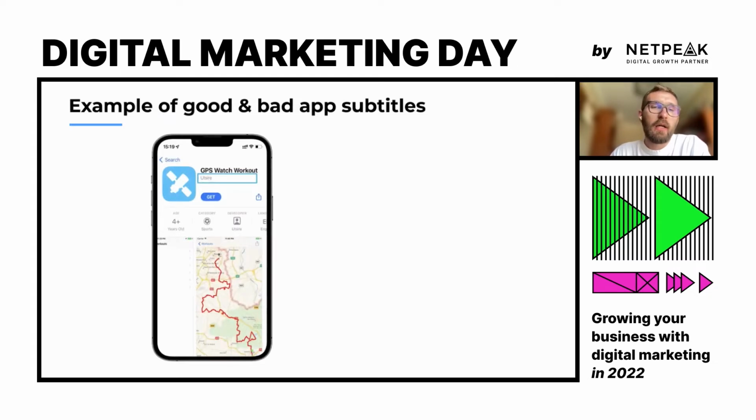For example, a bad example is GPS watch workout. You can see the subtitle Utsiri. I don't even know what it means, guys. Maybe you know, maybe it's some specific words people use to search for this application in some region. It can be, but I see that this application used only 5 or 6 characters, while they had more characters to add additional keywords and get a boost in visibility.